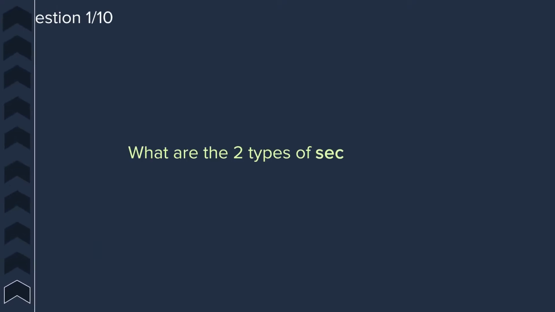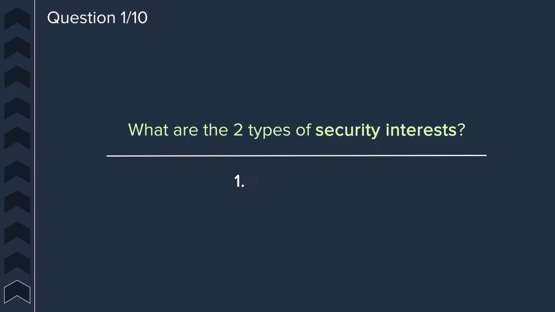These upcoming property questions cover mortgages. All right, let's get started. Question 1. What are the two types of security interest? Deeds of trust and mortgages.